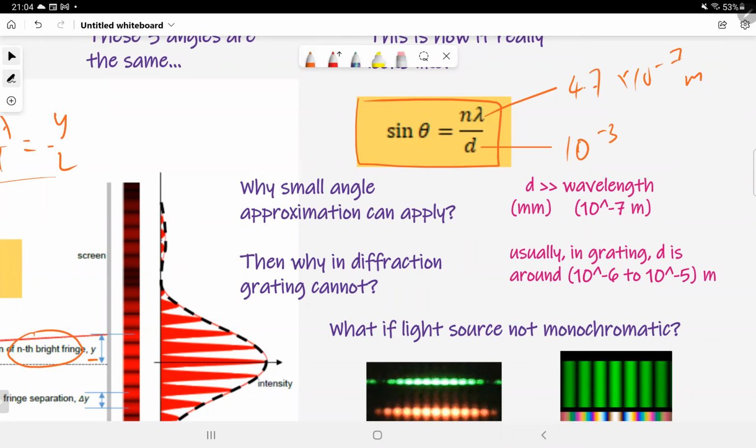Therefore, when you take lambda divided by d, you'll get a really small number. You don't say, what if n is 1 million? You don't have 1 million. For double slit, by the 10th bright fringe, the energy is already very weak. So you can see 10 bright fringes, which is very good already. So we're talking about a small n, like 1 to 20. But lambda over d is really, really small. Therefore, the theta are all very small. That's for double slit.